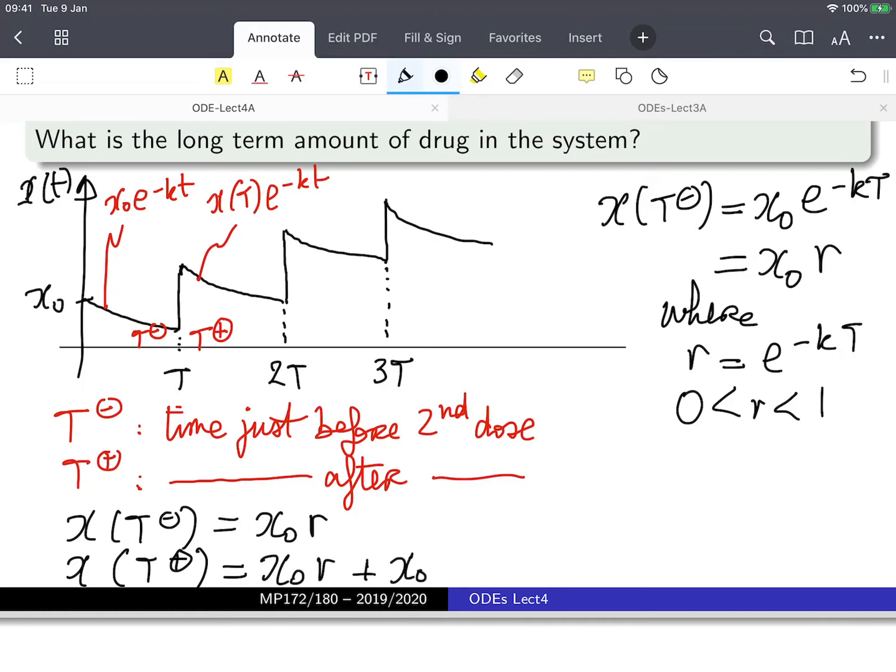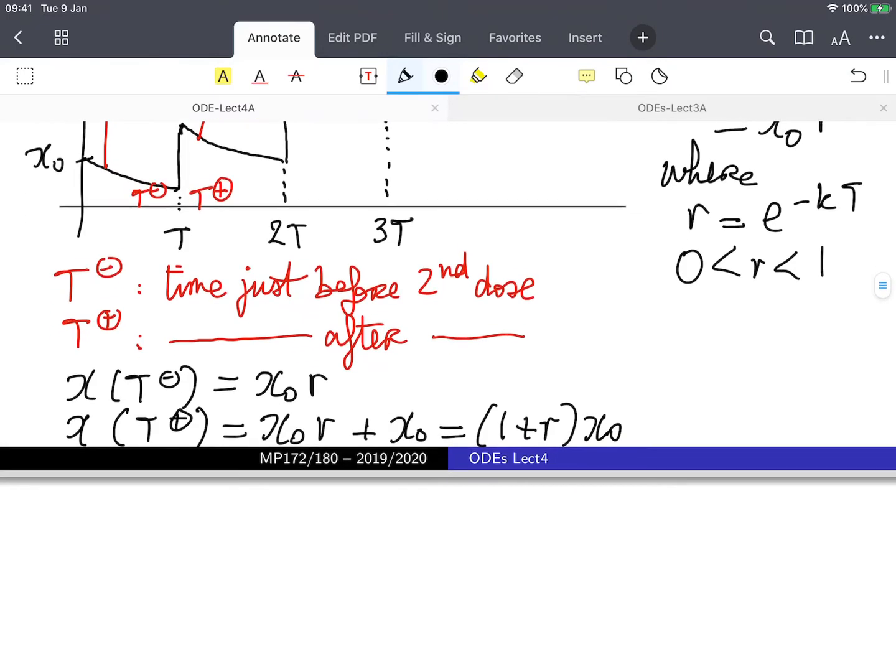Plus x0, because I've given a booster of the same amount. So I can factorize this, 1 plus r x0. And you see where this is going? I'm going to do the same here at 2t, 3t, and then I'm going to see a pattern. I'm going back to leaving cert. Find the series, find the sum. Yeah, good old leaving cert.